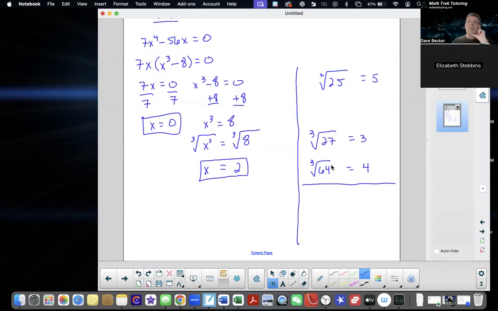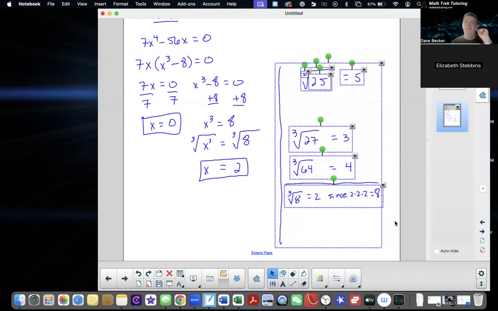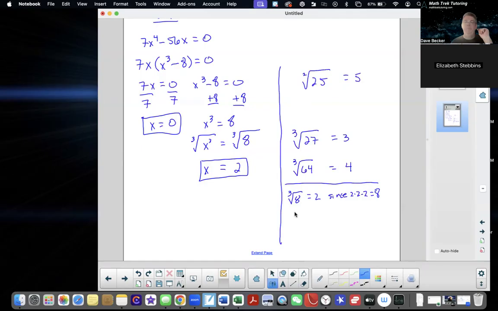Remember, the cube root of 8 equals 2 since 2 times 2 times 2 equals 8, right? That's the whole reason it works like that. Now, the cube root of negative 8 equals negative 2 since negative 2 times negative 2 times negative 2: a negative times a negative is a positive, times a negative is a negative.